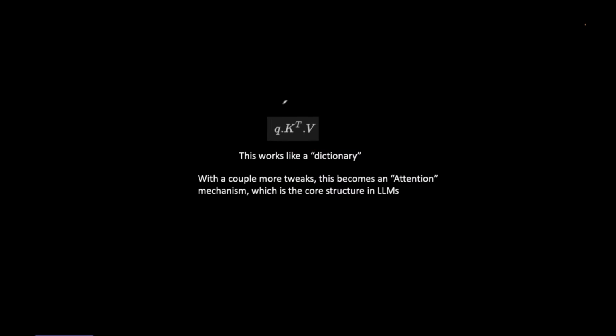We mentioned that this equation works like a dictionary in Python, but with a couple more tweaks, this becomes what is known as an attention mechanism. And this attention mechanism is the core structure of a language model. So we're going to go ahead and do a few more things to this. And again, we'll keep adding more and more until we reach something that looks like a language model.